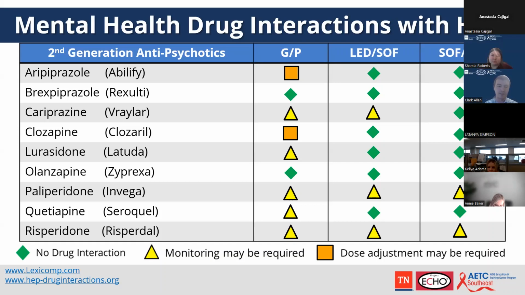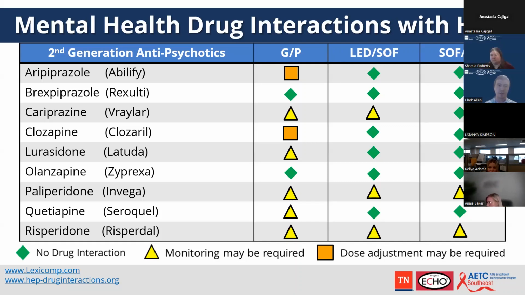The other medications that are listed, they're all in the caution, monitoring required. So just monitor for side effects. And if there are side effects, we could potentially reduce the dose at that point, but it's not something where you need to reduce the dose on the front end.